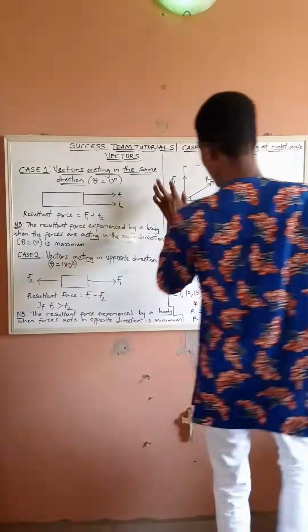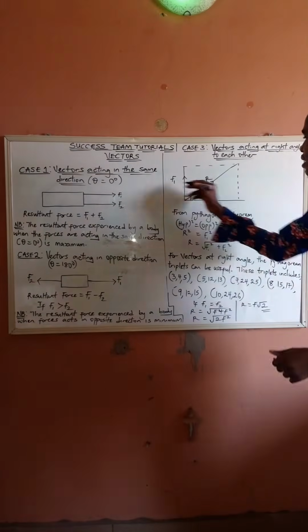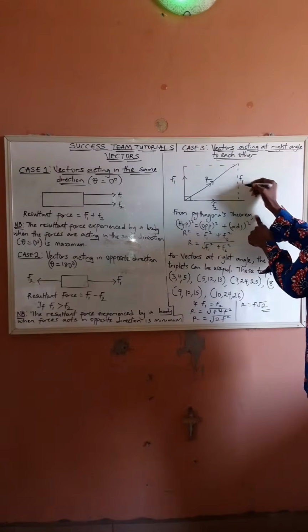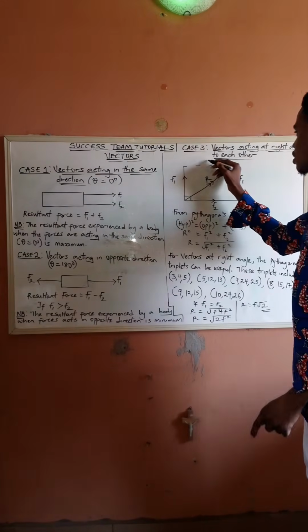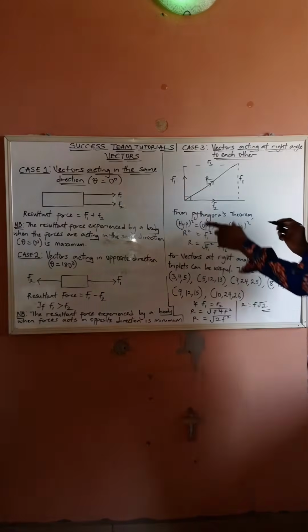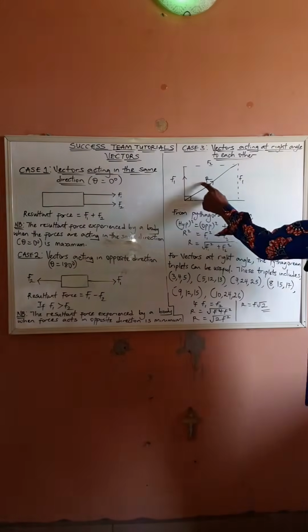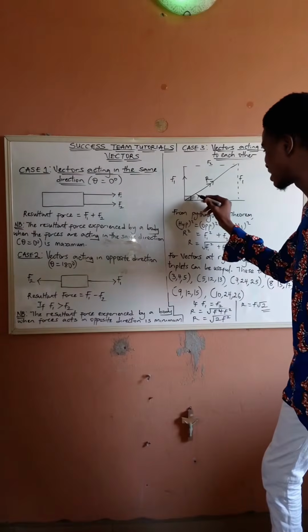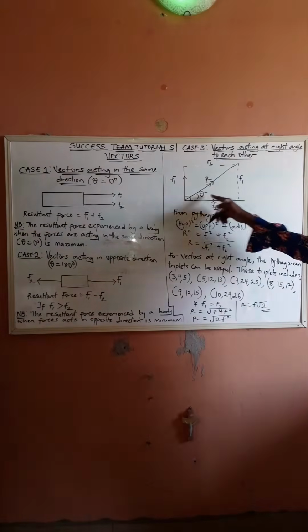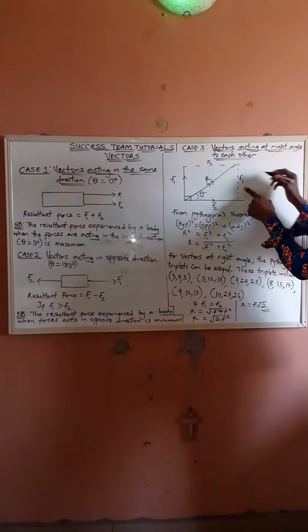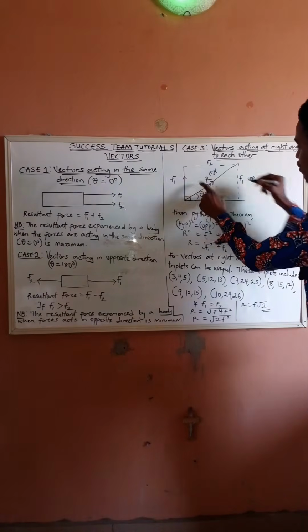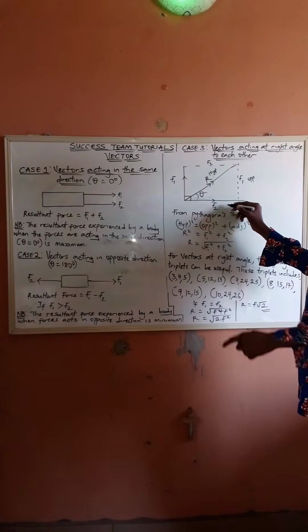So if here is F1, this side opposite is F1. If here is F2, this side opposite is F2. I want to show you why I'm applying Pythagoras theorem. So now I have F1, F1, F2, F2, right? So now if I say that this side is my theta, it means that here is opposite. If here is opposite, this one is hypotenuse. If here is hypotenuse, it means that this side is adjacent.